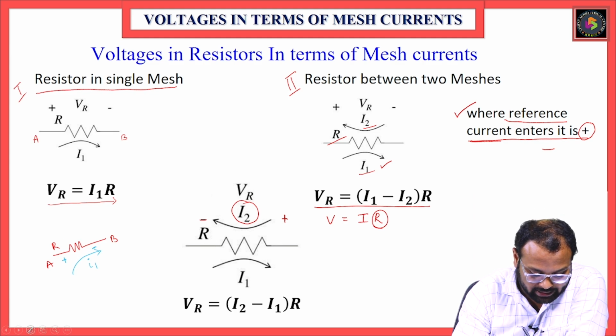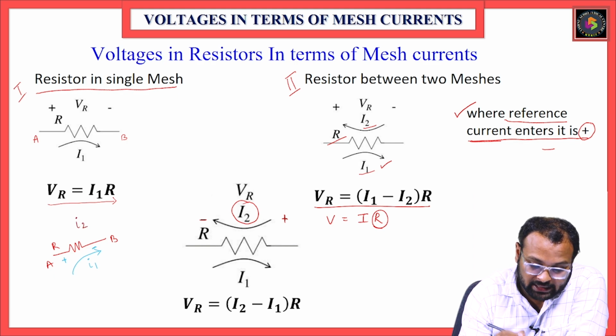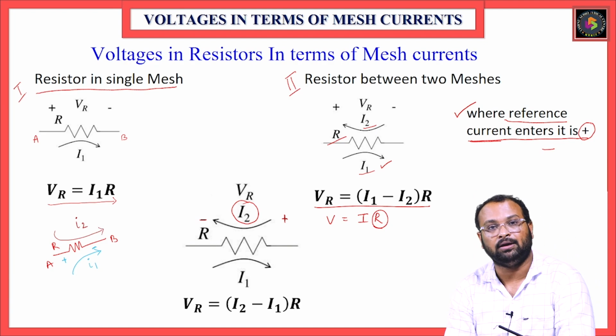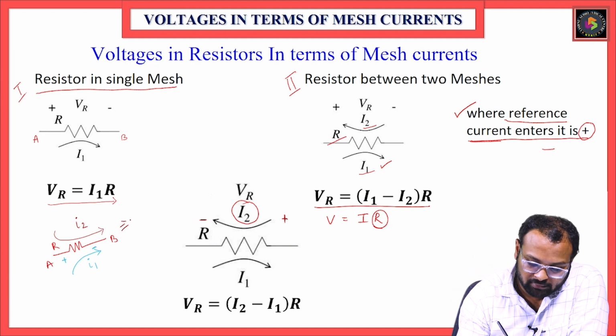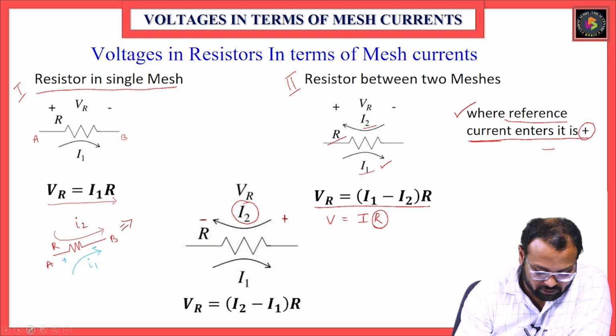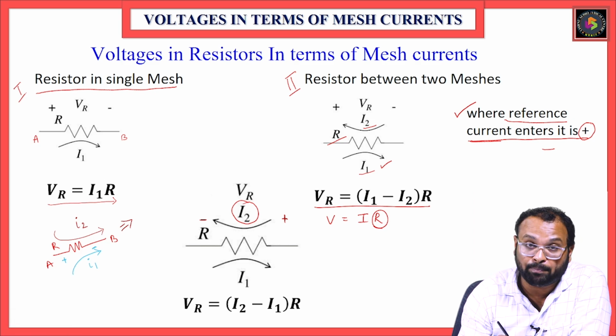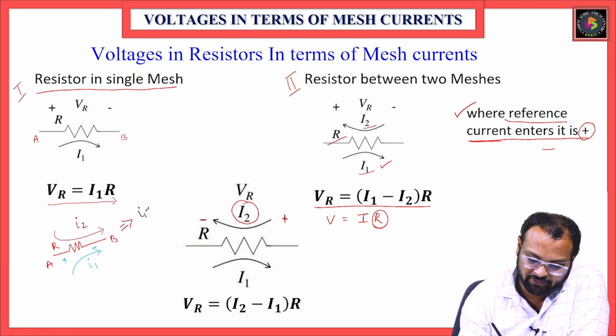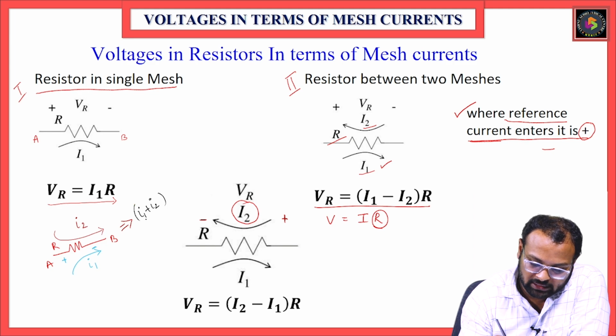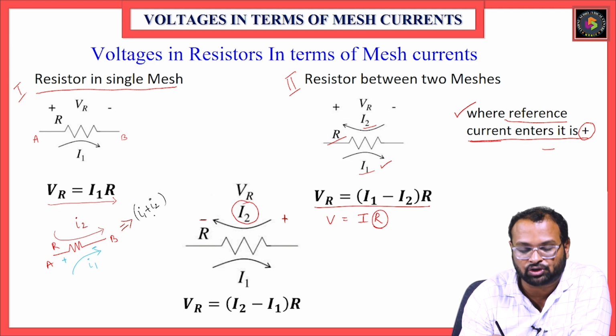Mesh 2 current is I2, and that mesh 2 current is also flowing from A to B. Then what will be the effective current? Now the effective current will become I1 plus I2. Why? Because I2 is in the same direction as the reference current.